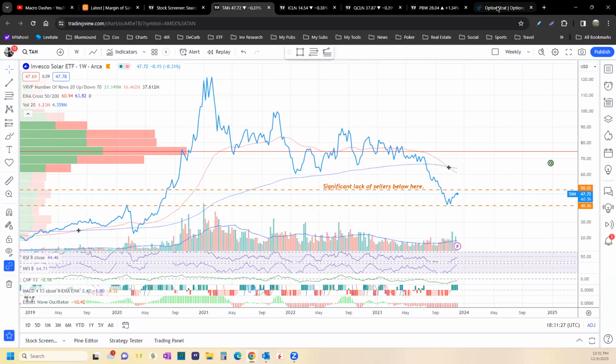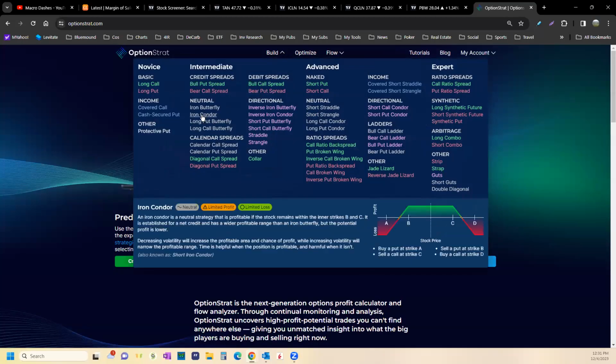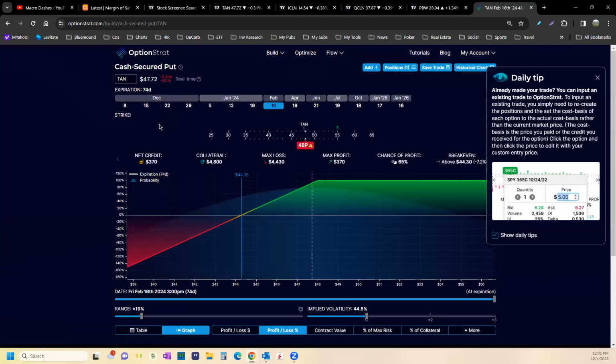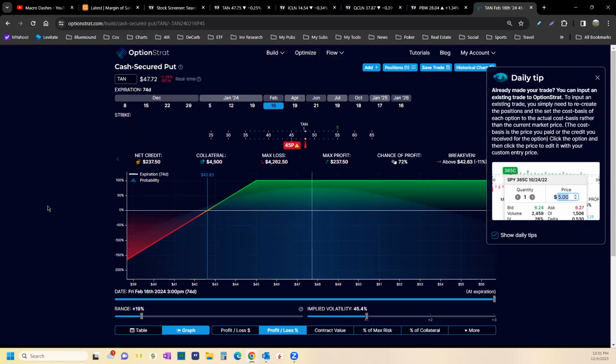All right, so how can we sell options here? Well, if you go to OptionStrat and you build yourself a cash secured put strategy, I already have TAN up. You take a look at the Februarys because Aprils are a little too far out. You say, okay, TAN is at 47 right now. Let's take a look at a $45 put and see what that gets for us. $237 per put, about 5% for December, January, February. So for about 3 months. Annualized, it's around 20%, a little compounding, a little higher.